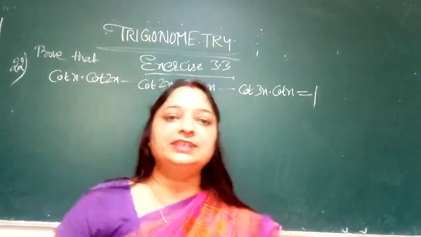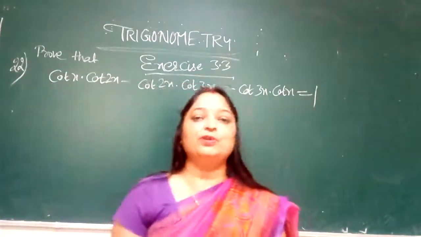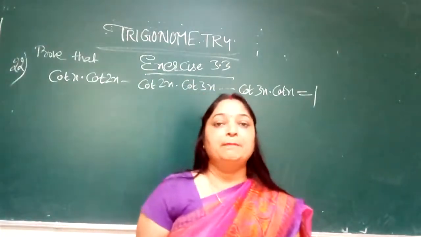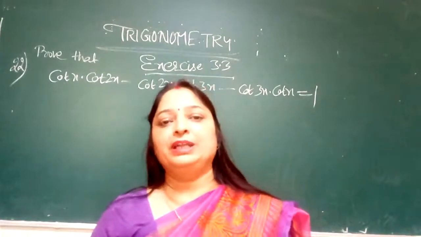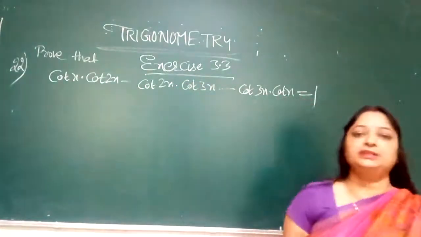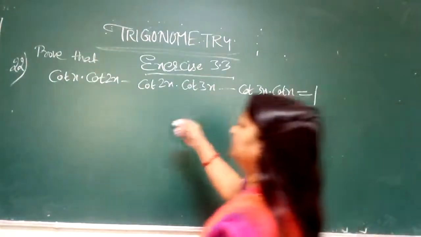So this is the trick here. You know the formula of cot (A plus B). What is the formula of cot (A plus B)? That is (cot A cot B minus 1) upon (cot A plus cot B). So how can we apply cot (A plus B) here? Here A plus B is not there, so we can change this term.